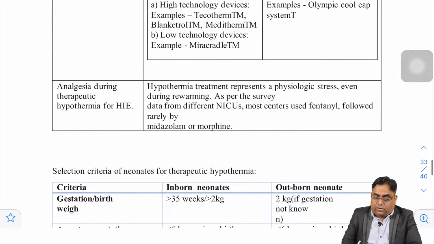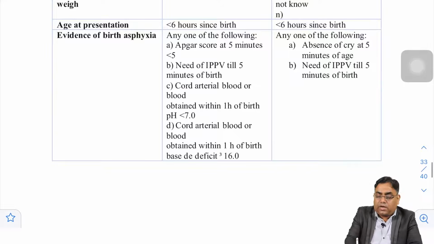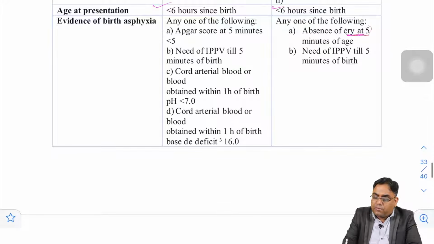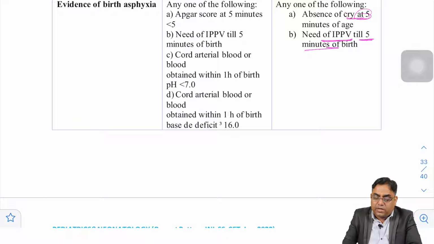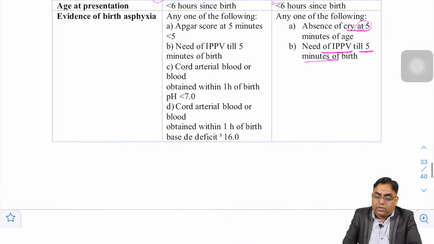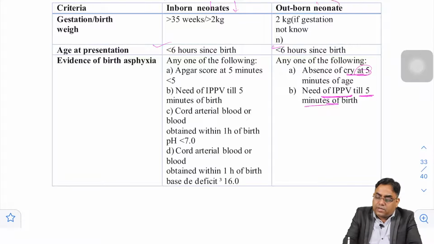Okay. So, moving to the next, here the selection criteria of neonatal therapeutic hypothermia for the inborn and outborn newborn are different. So, age of presentation for both is less than 6 hours, and for the outborn, any one of the following is required: absence of cry at 5 minutes and need for IPPV, positive pressure ventilation, till 5 minutes of birth. This is the important criterion for the evidence of birth asphyxia in outborn. So, in this topic, the question on outborn status also depends. Therapeutic hypothermia depends on the outborn status of the newborn.